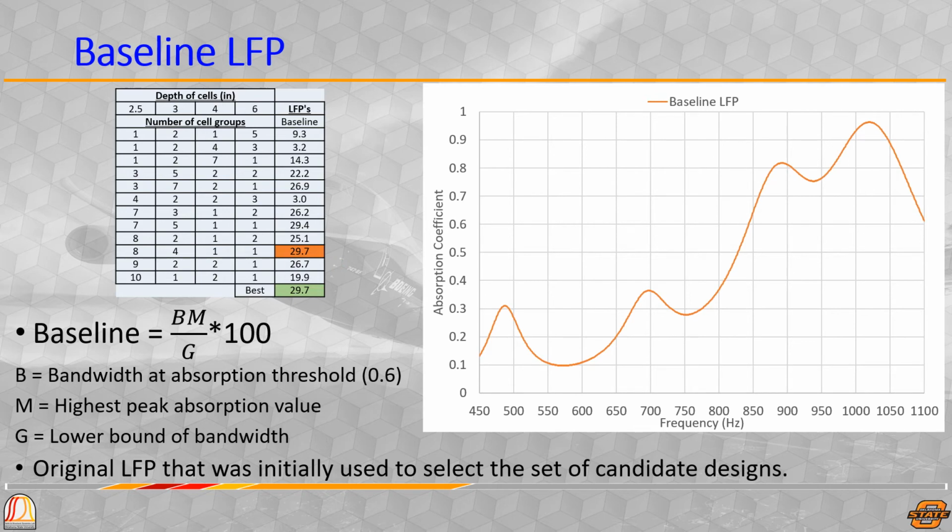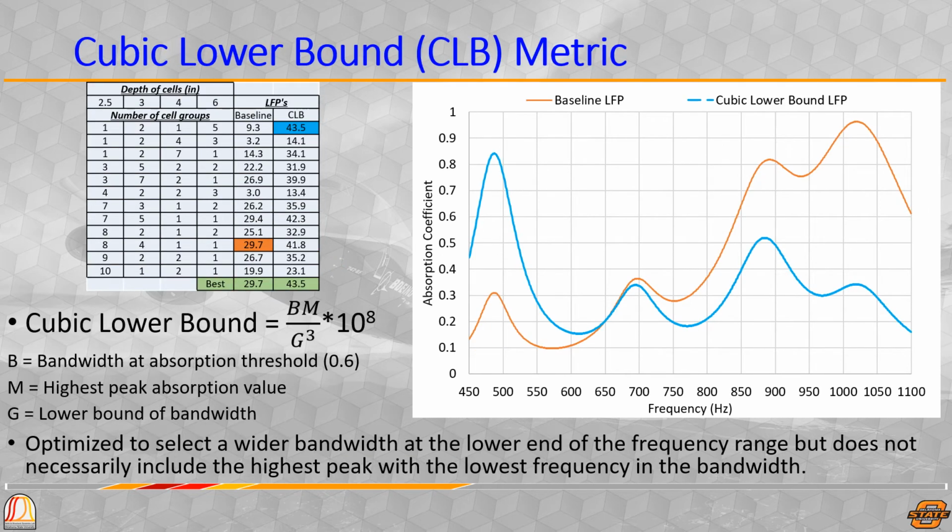The next metric is the cubic lower bound, or CLB. This is similar to the baseline LFP, but the cubic lower bound metric is used to optimize a peak at a low frequency. This is done by cubing the lower bound of the bandwidth. The best one being one 2.5-inch resonator, two 3-inch resonators, one 4-inch resonator, and five 6-inch resonators. This is graphed against the baseline LFP to show the difference between them.